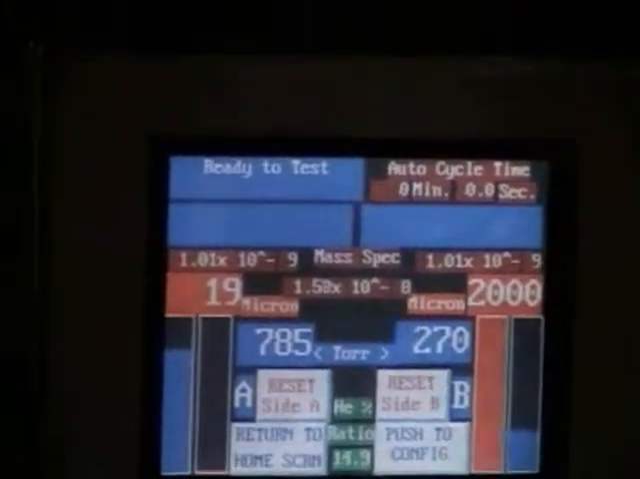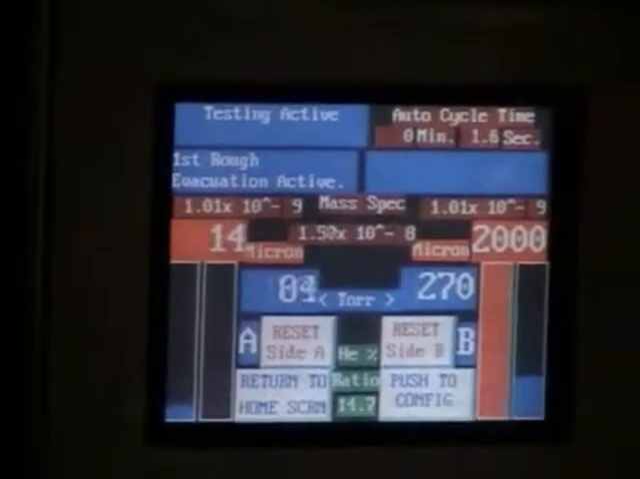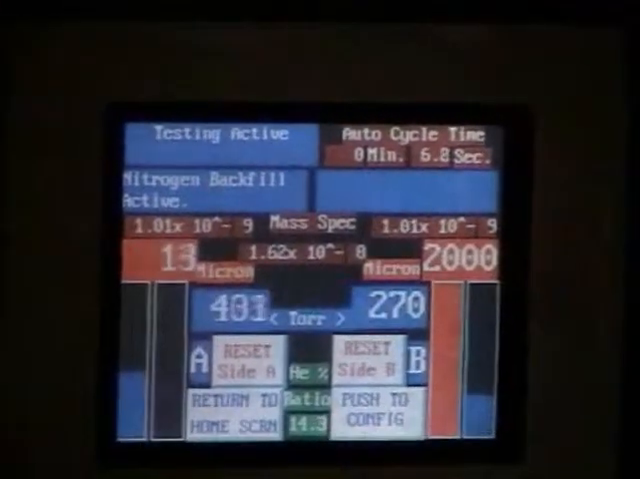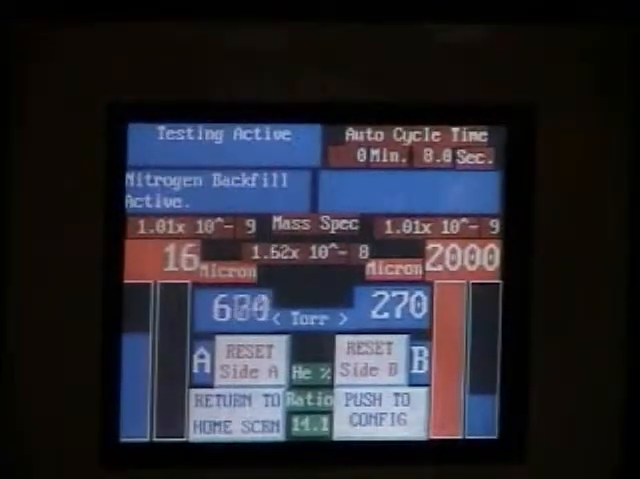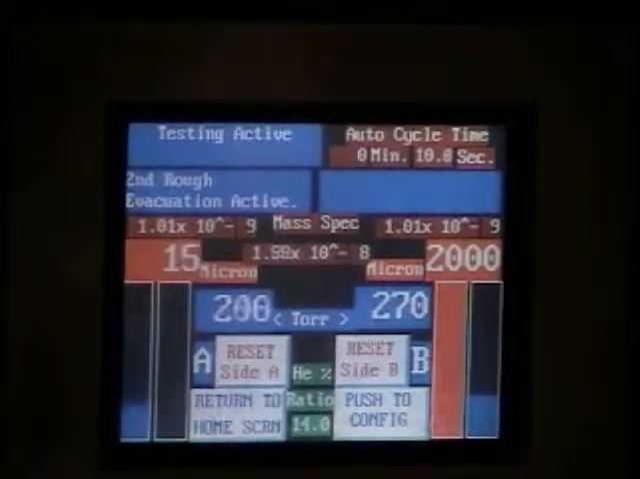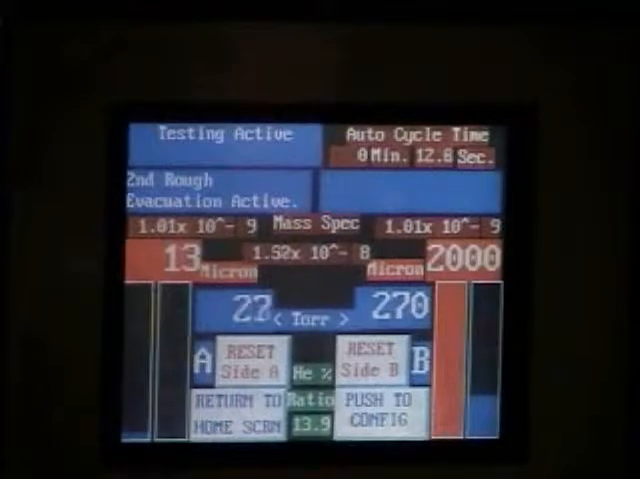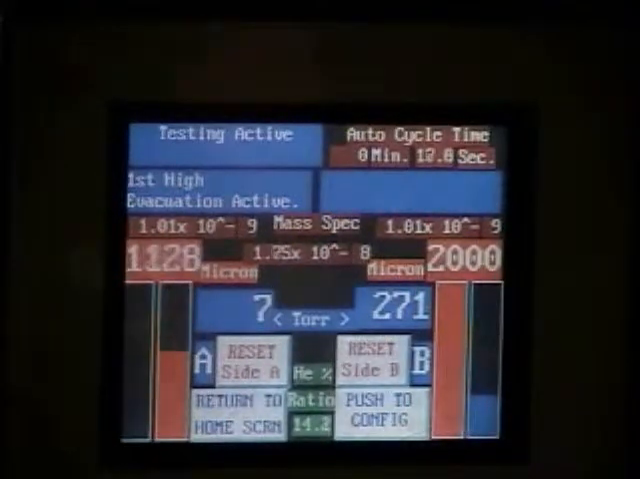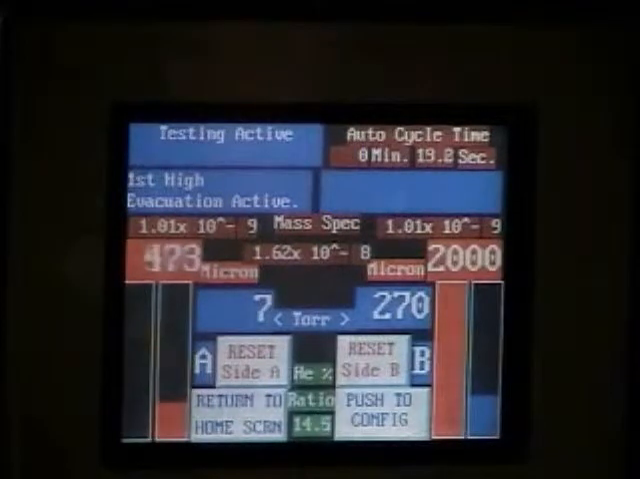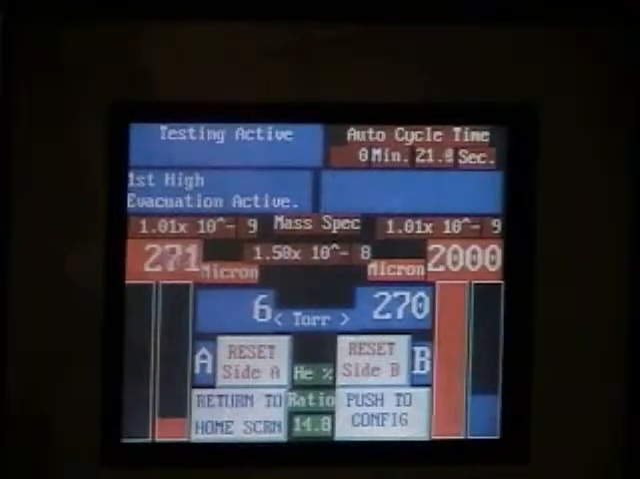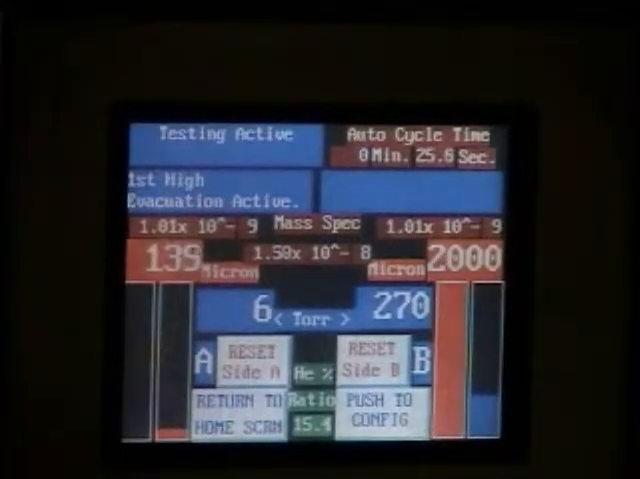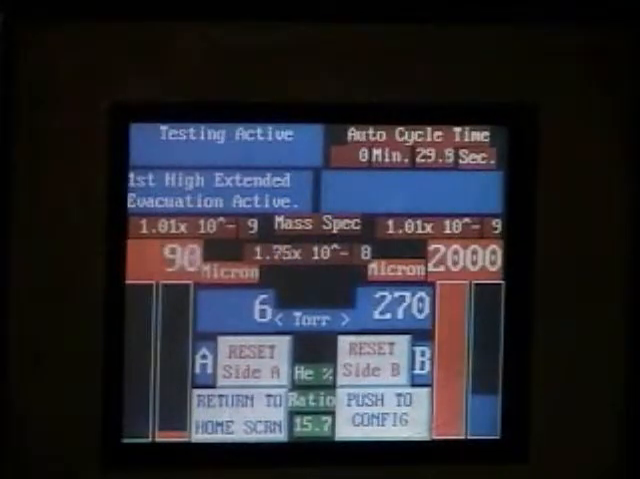and start. We're doing a rough evacuation, our nitrogen backfill, our second rough evacuation, and our first high evacuation. Again, this is to take the unit down to below 100 microns, where we perform our vacuum pressure decay test to make sure that this internal circuit and the helium test circuit has no leak.